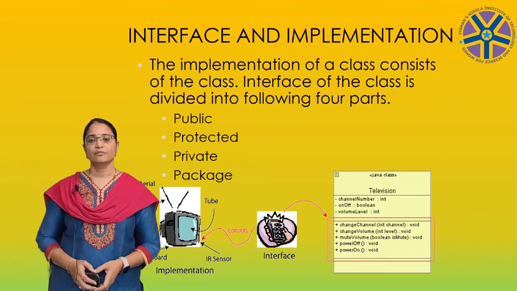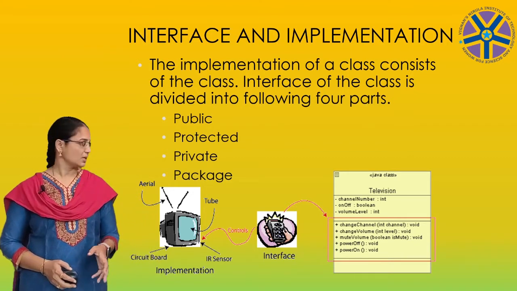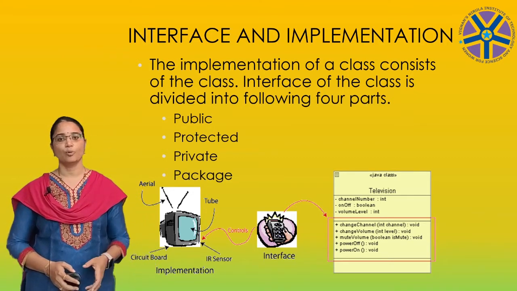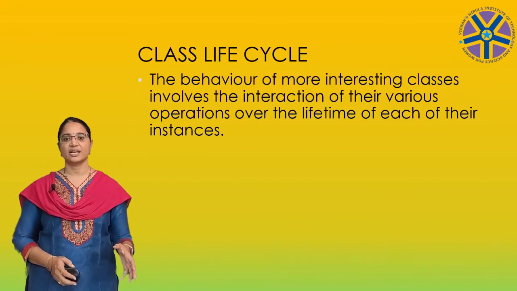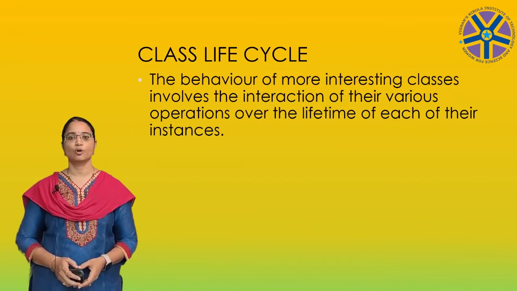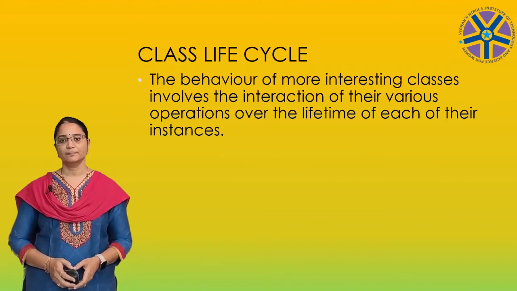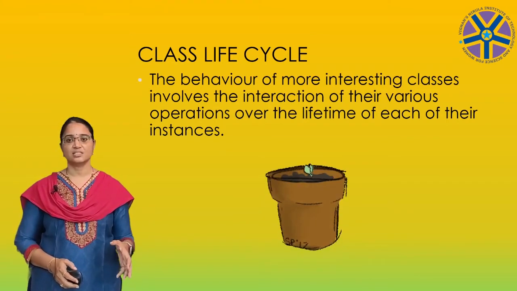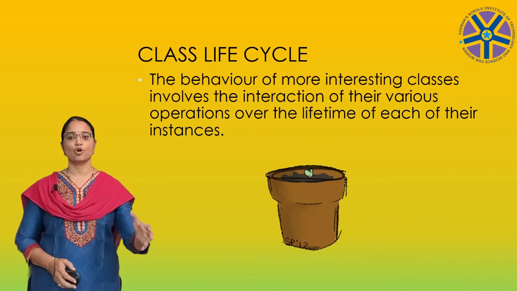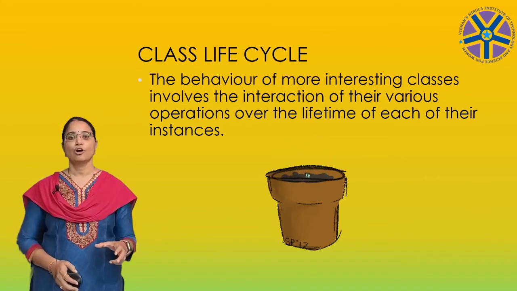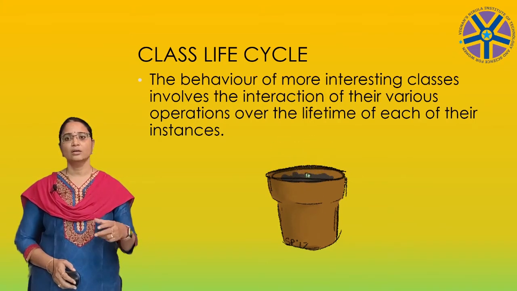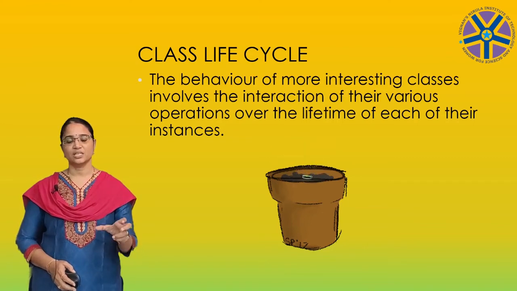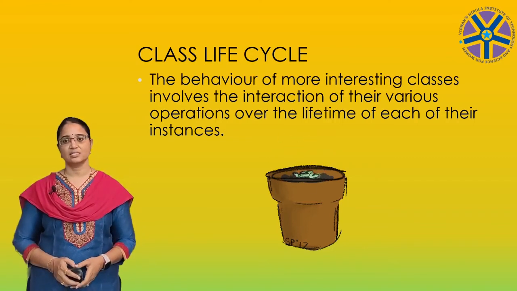So these are the visibilities which we are using in the classes for representing the attributes and the operations. Coming to the next one, class lifecycle. We may come to understand the behavior of a simple class just by understanding the semantics of its distinct public operations in isolation. However, the behavior of more interesting classes involves the interaction of their various operations over the lifetime of each of their instances. It means how the class is interacting, how the interaction of their various operations in its lifetime, that represents the class lifetime.